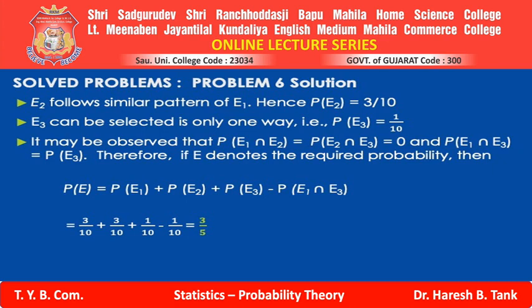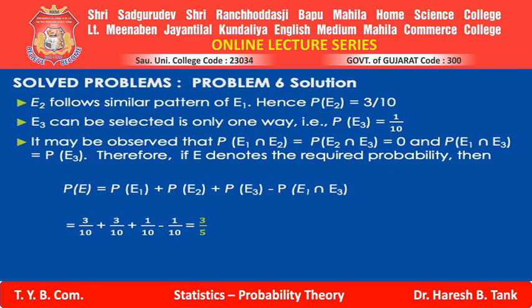Therefore, probability of E becomes probability of E1 plus probability of E2 plus probability of E3 minus probability of E1 intersection of E3. As E1 intersection of E2 and E2 intersection of E3 goes to 0, that part is skipped off. All these probabilities are known to us. By putting it all together, 3 upon 10 plus 3 upon 10 plus 1 upon 10 minus 1 upon 10. Further simplifying it, it comes to 3 upon 5. That is the required probability.